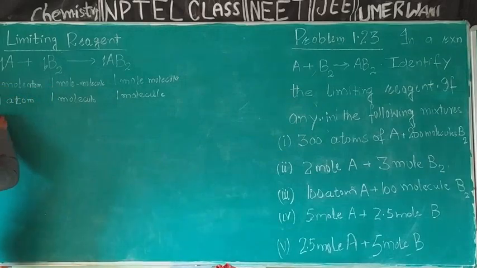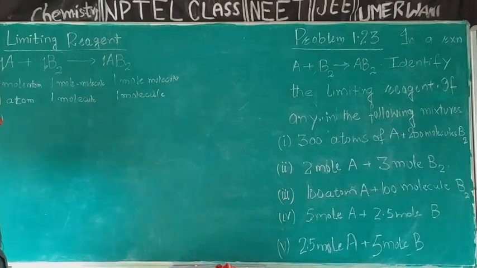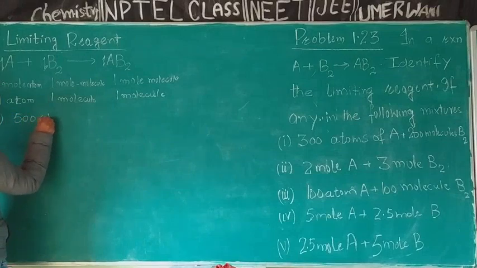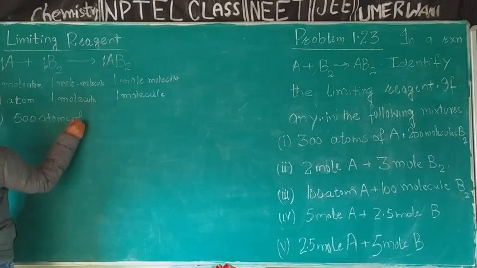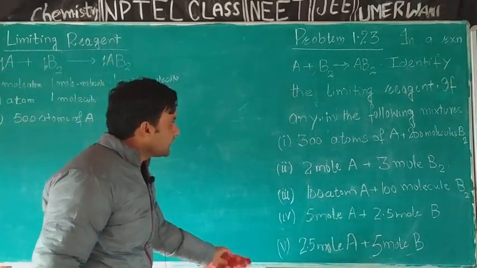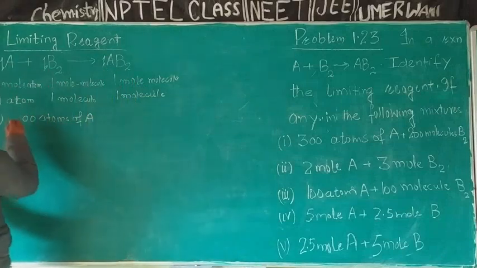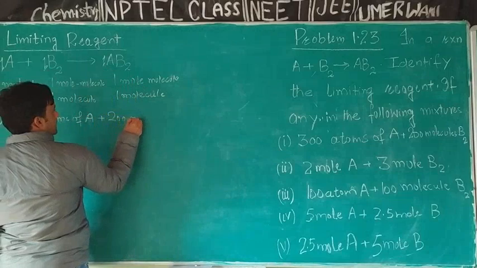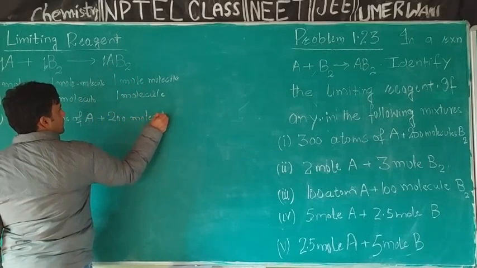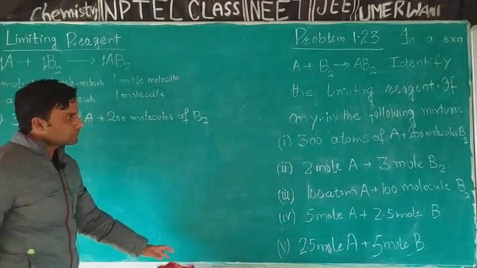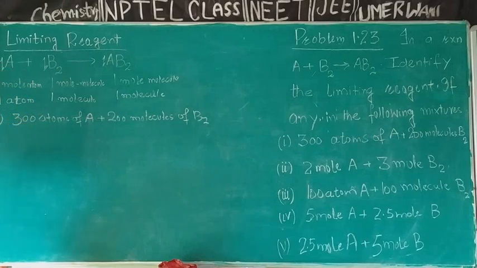Now, let me take part first. In part first, we start with a mixture comprising 300 atoms of A and 200 molecules of B2. Yes, I read it perfect.